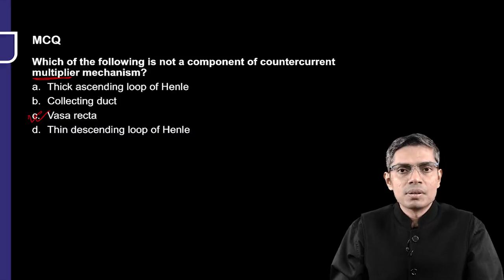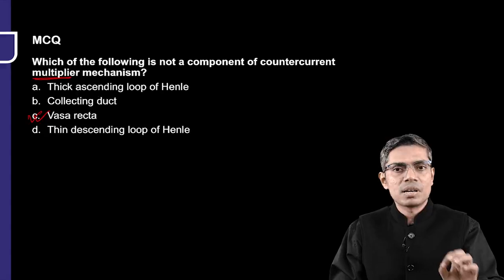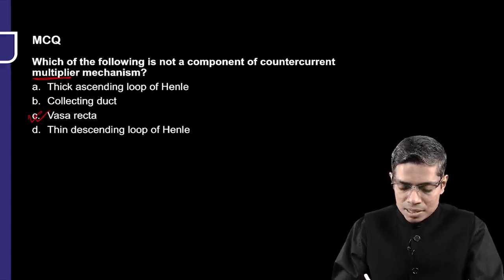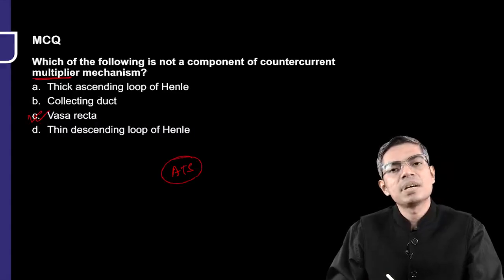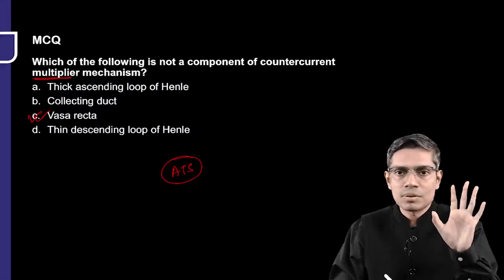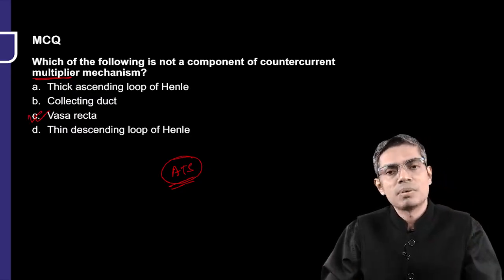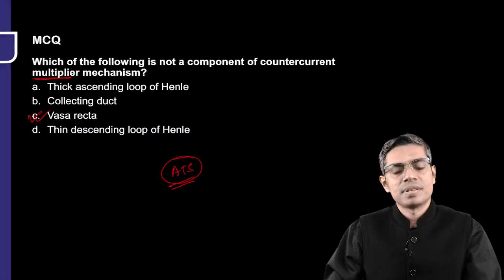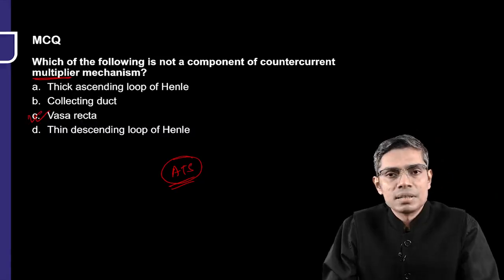And if I ask you, which of the following segments has the least important role in the countercurrent system? Your answer will be ATS, the ascending thin segment of the loop of Henle. I told you the loop of Henle TAL is very, very important. The medullary collecting duct is also very, very important. ATS is the least important segment for the countercurrent multiplier system. So this is all about your countercurrent system.